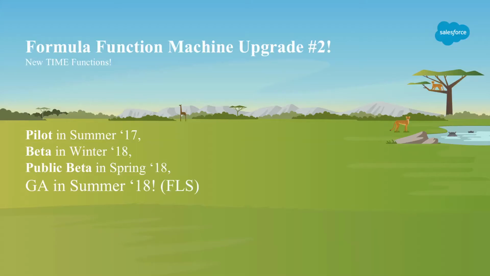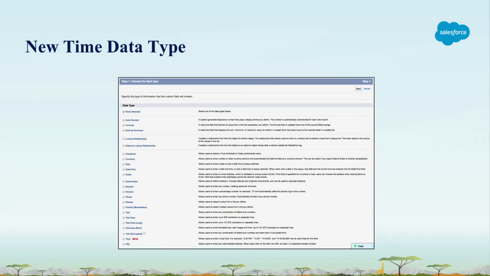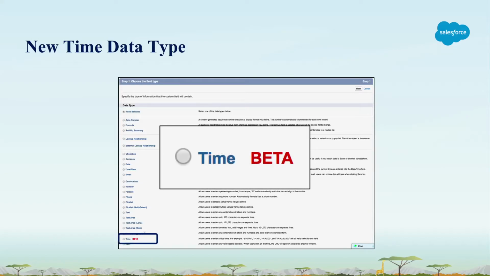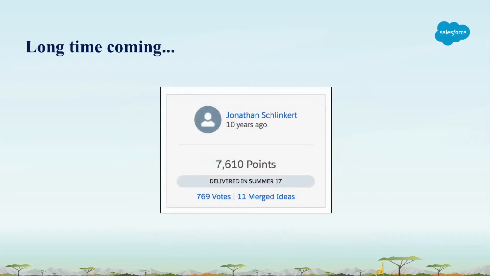So you can play with it now. Definitely play in your sandboxes first. But you can get it in production as of spring. All right? And it is public. So when you go to create a new custom field, way down at the bottom, you see this little time, and it does still say beta. Nice red tag to remind you that it is, well, I'll tell you exactly what that means in a second.